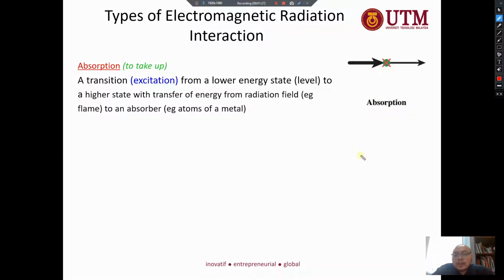So we have the lower state here, and here is the higher state. Let's say your electron is over here. When the electromagnetic radiation, we can say the radiation field, comes into contact with the absorber, the electron will excite, or be absorbed, transiting from the lower state to the higher state. Better to use the word excite. This is what we call absorption, a transition from a lower energy state to a higher state, with the transfer of energy from the radiation field to the absorber or analyte of interest.